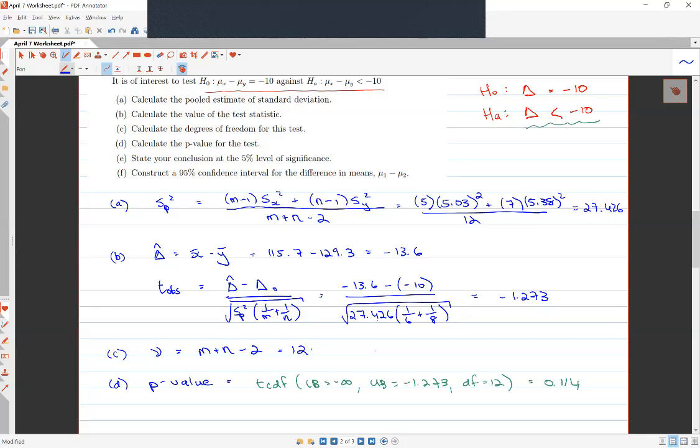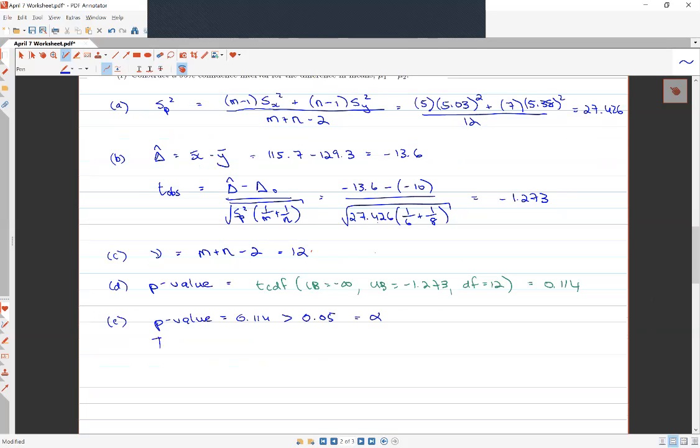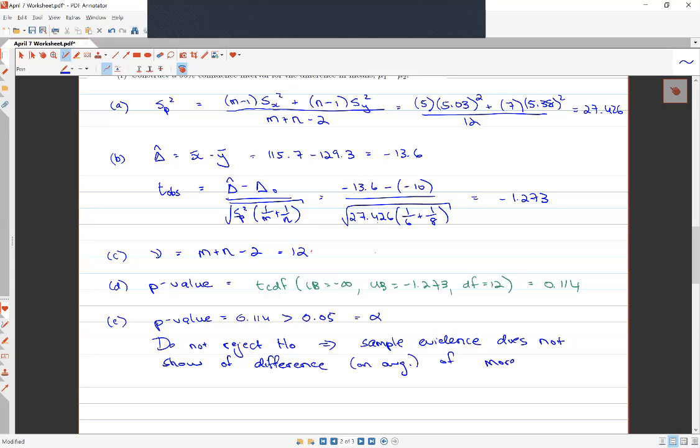So even though we observed a difference that was a little bit larger than negative 10, our p-value ends up being large. Like at the 5% level, our p-value is larger than 0.05, which means in this case, we do not reject the null hypothesis. What does that tell us? The sample evidence does not show a difference on average of more than 10 meters.